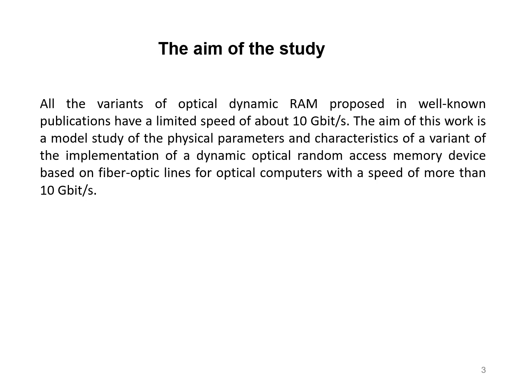All the variants of optical dynamic random access memory proposed in well-known publications have a limited speed of about 10 gigabits per second. The aim of this investigation is a model study of the physical parameters and characteristics of a variant of implementing a dynamic optical random access memory device based on fiber optic lines for optical computers with a speed of more than 10 gigabits per second.